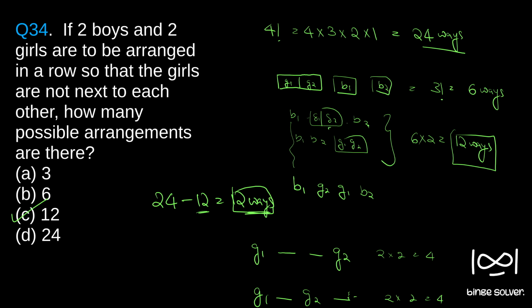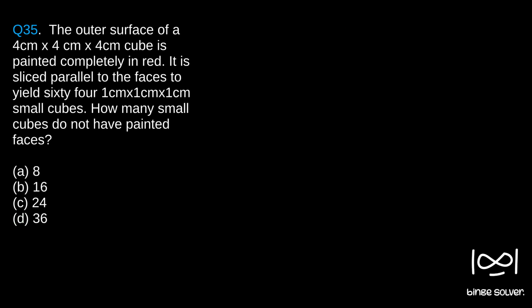Next question, question 35. The outer surface of a 4 centimeter into 4 centimeter into 4 centimeter cube is painted completely in red. It is sliced parallel to the face to yield 64 1 centimeter into 1 centimeter into 1 centimeter small cubes. How many small cubes do not have painted faces?